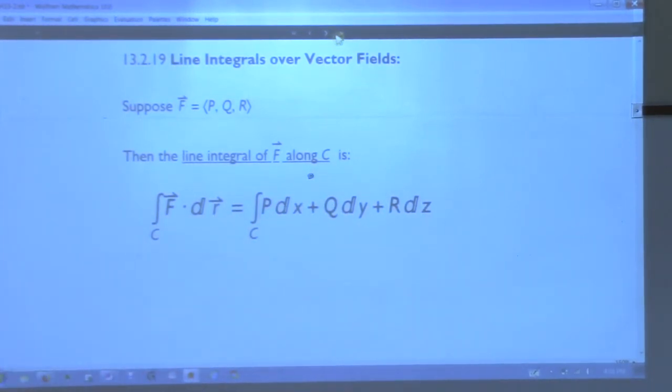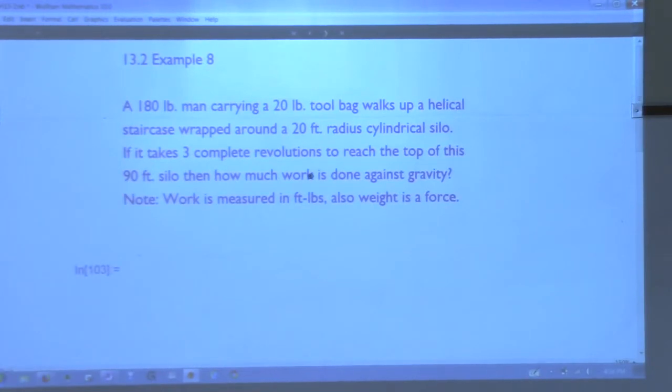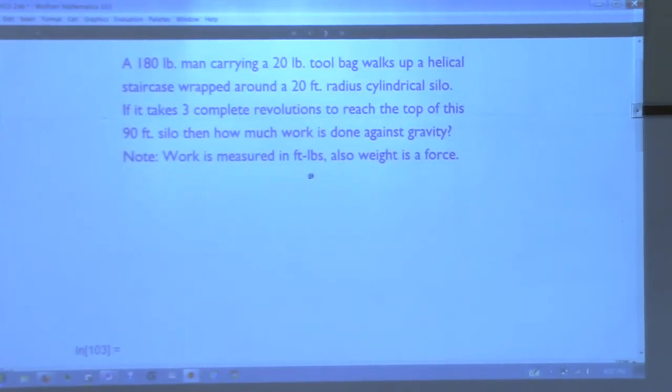Not sure if we'll do an example. No, okay, so here we finally get one. Finally have a word problem to do. I'm letting you read that.